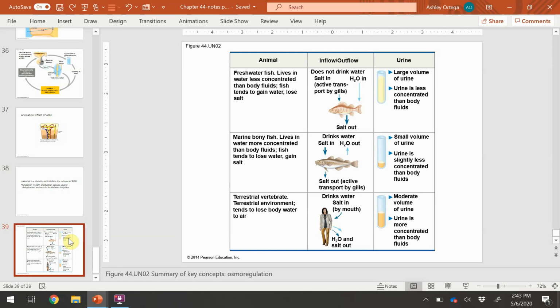If you have any questions, please let me know, but that brings us to the end of chapter 44. Everything else in the chapter, if you are looking at the textbook, we do not cover, so you can ignore those sections and stick to what we see in the slides here.